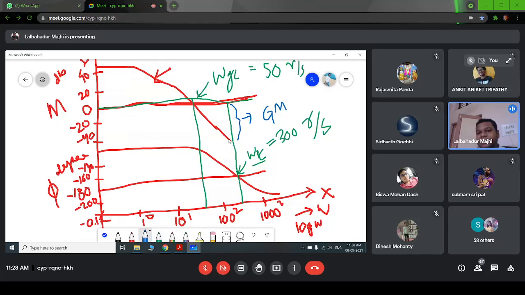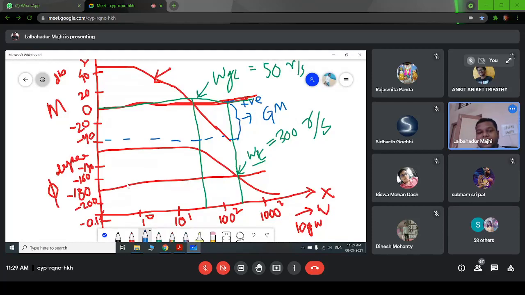Because if we add this much of gain, then our system will be at this 0 dB line. At that time, it will be marginally stable. So at this point, our system is marginally stable. Beyond that, it will be unstable. Beyond the marginal stability, our system will be unstable. So if we add this much of gain, let's say in this diagram we have to add 40 dB. If we add 40 dB, then we will get this 0 dB. So we can say this is a positive gain margin.